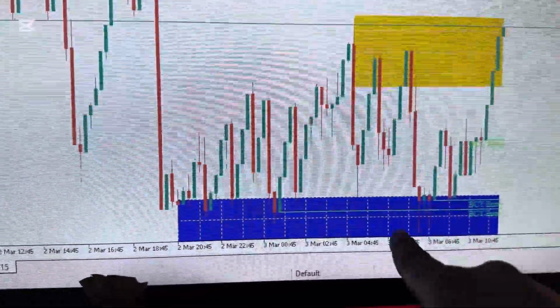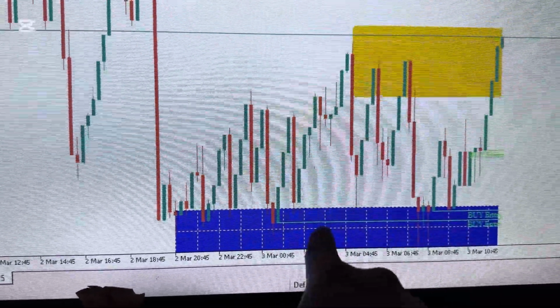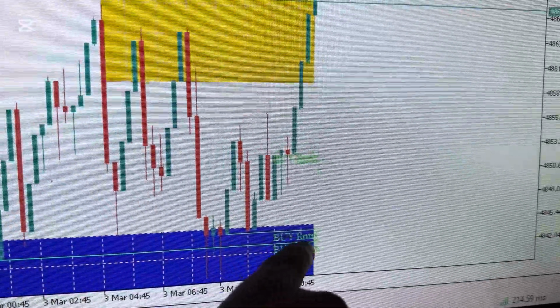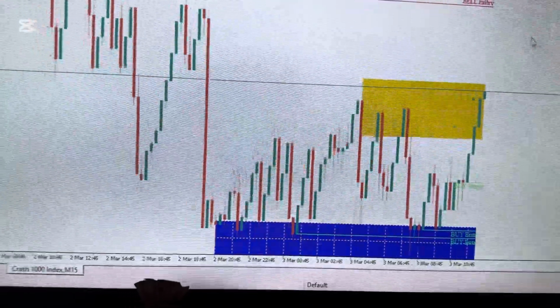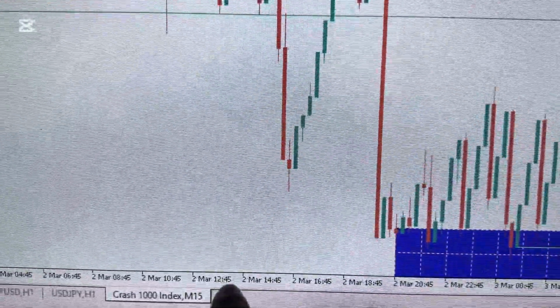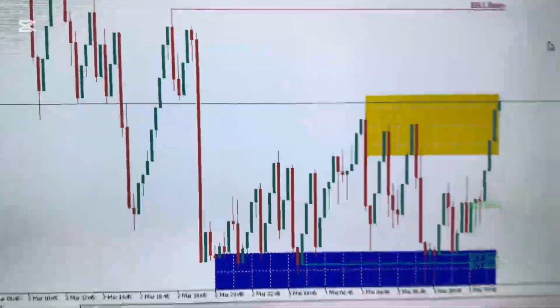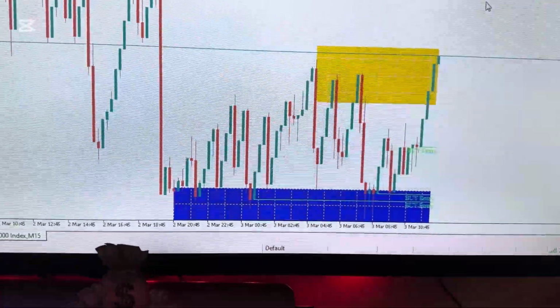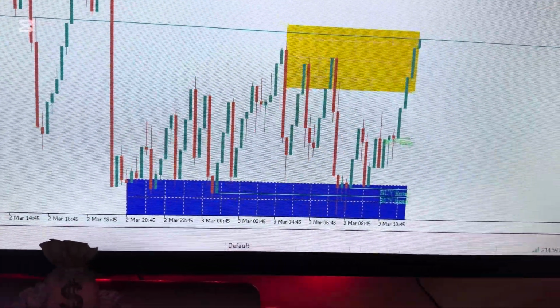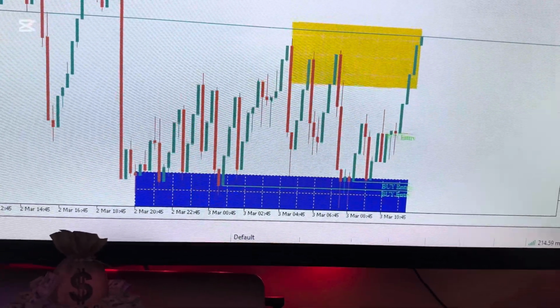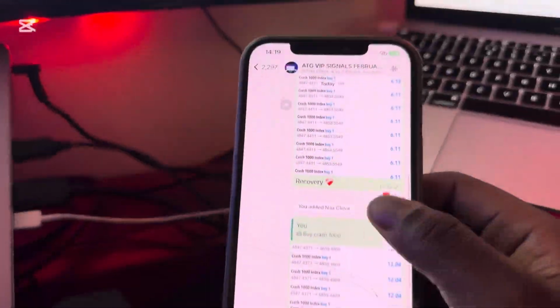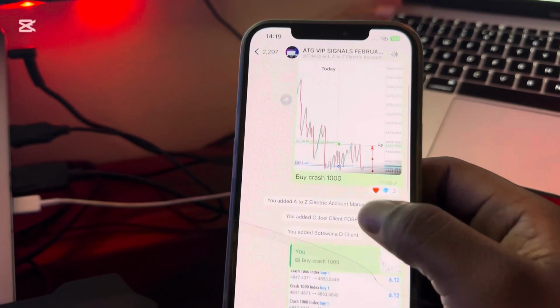I really like this trade because number one, we were in this blue zone, and number two, we got the buy entry signal. So this trade, as you can see, it's crash 1000. This trade was really easy to make for me because I had so many conditions met by the indicator itself. So here's how it looks in the VIP signals group.